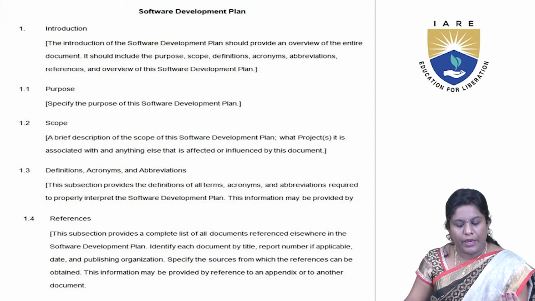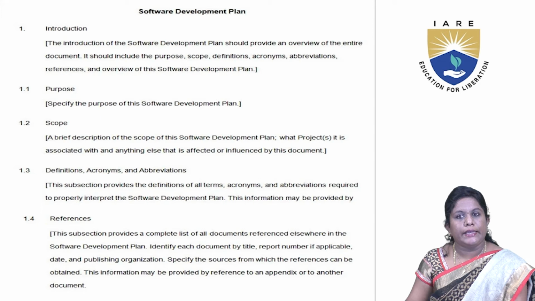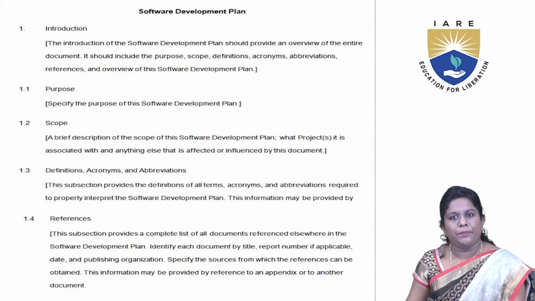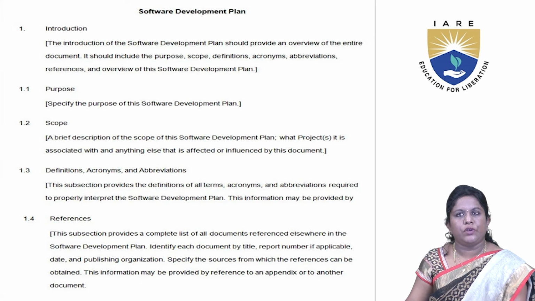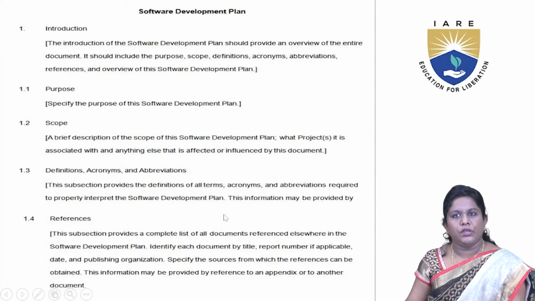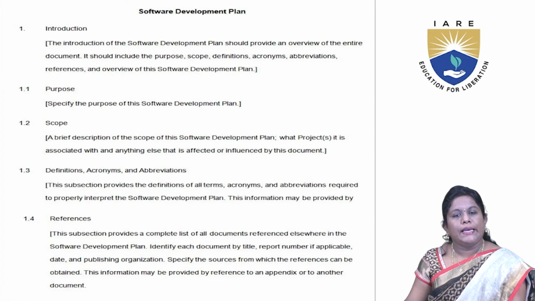And lastly, you will have references, which give a complete list of all the documents referenced elsewhere in the plan. Suppose you bring something in from elsewhere and relate it to your plan. Here you have to specify the references, that is, the sources from which they can be obtained. It's as simple as in a research paper, where we specify references. So if you compare your plan to something else, bring the references from where it was done, how it has to be done, or any document that is helping you. All that has to be put in the references. So this is the next element I have shown you along with software engineering.